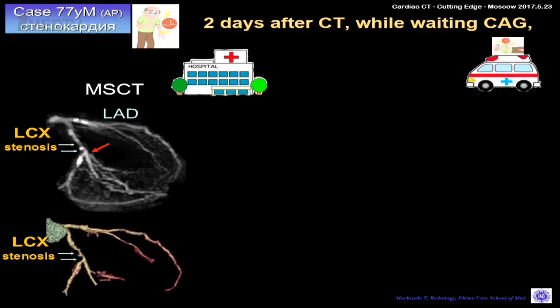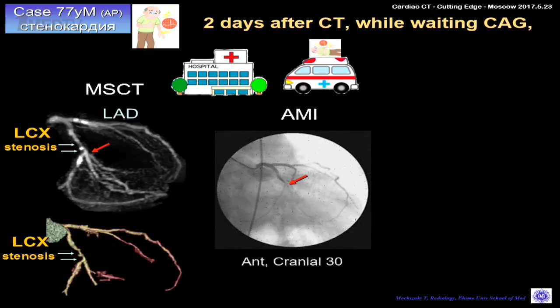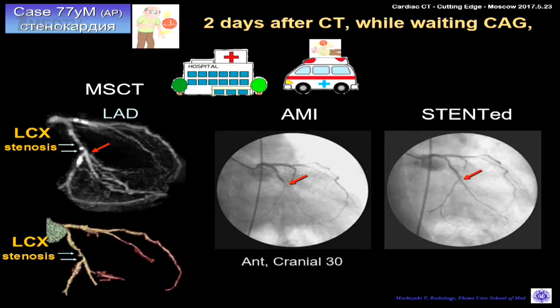Two days after the coronary CT angiography, the patient developed severe chest pain and came to our hospital. And he had the occlusion of the left circumflex artery, just the part where the stenosis was pointed out here. But with the emergency angiography, he was stented and the left circumflex artery was opened.